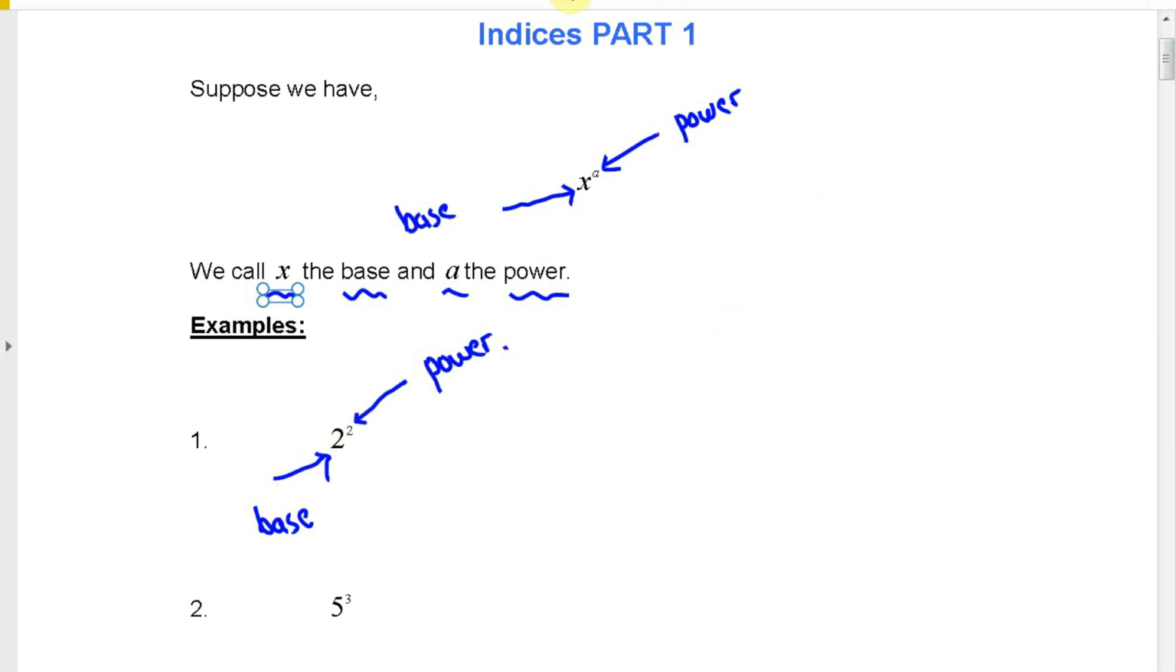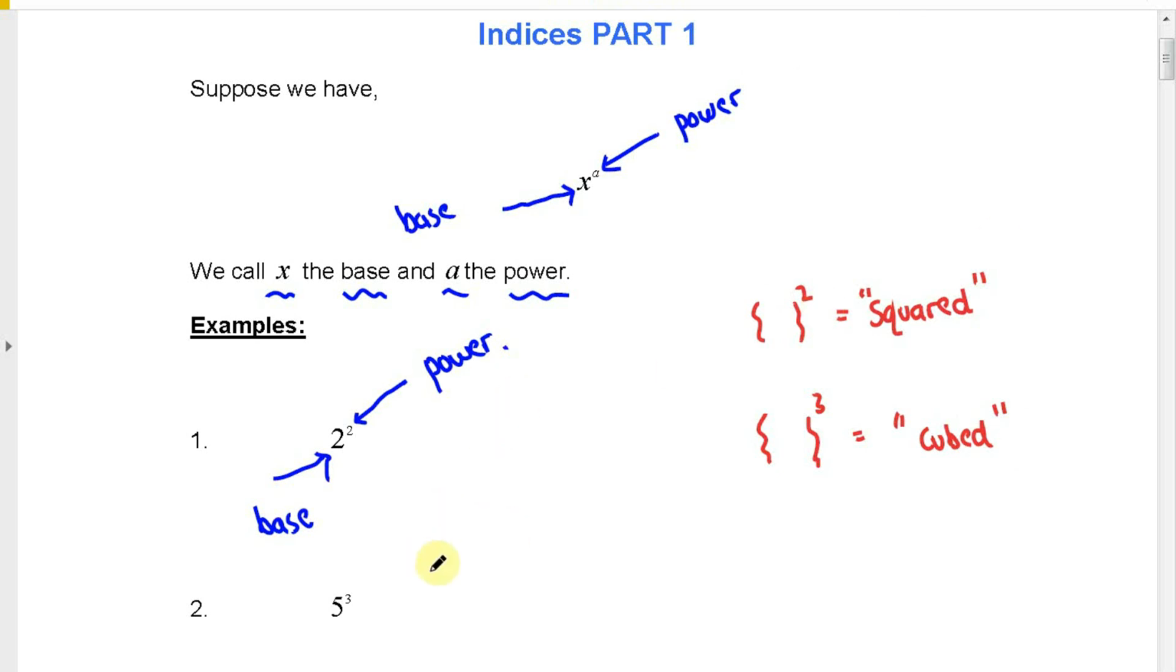So let me take a different colored pen. Anything to the power 2, you would say that term squared. So anything here to the power 2 would be read out as that term squared. If you've got something to the power 3, any term to the power 3 is that term cubed. Some other useful things to know.